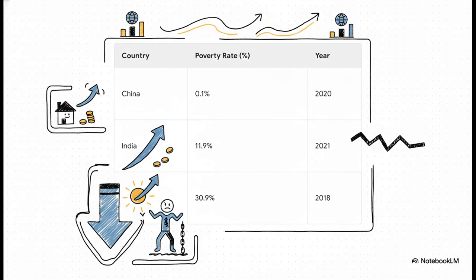Look at China, for example. They've seen a dramatic reduction in poverty. It's an incredible success story. India, too, has made very good progress, which is wonderful. But then you look at countries in sub-Saharan Africa, like Nigeria, and you see that a very large percentage of their population still lives in extreme poverty. This shows us that while global poverty has fallen, the progress has been very uneven across different regions.